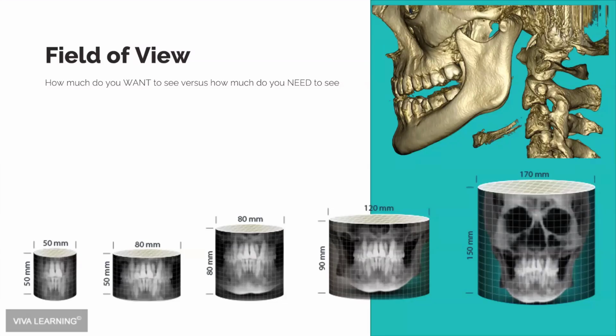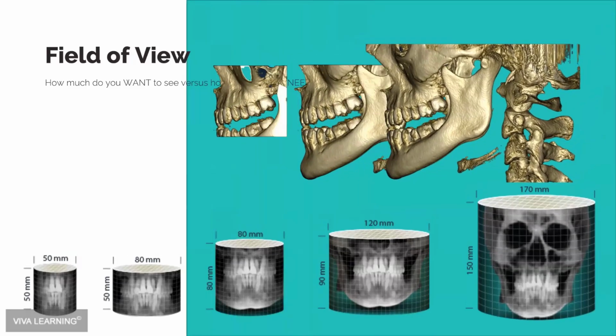Now, one thing to be considered, even if you have a large field of view machine, like the Acteon Optima, you can, of course, opt to do smaller views. So if you have an endo scan coming in or a limited exam on someone, you can just do a 5 by 5 centimeter scan, and that would be plenty for what you're looking for, right? So you don't always have to scan at the full size.